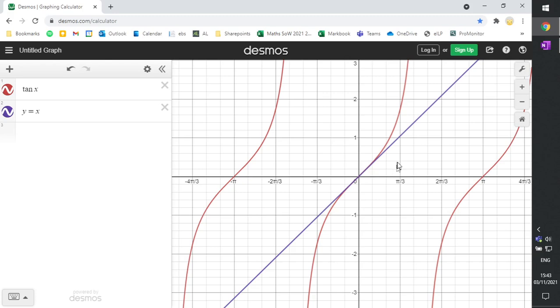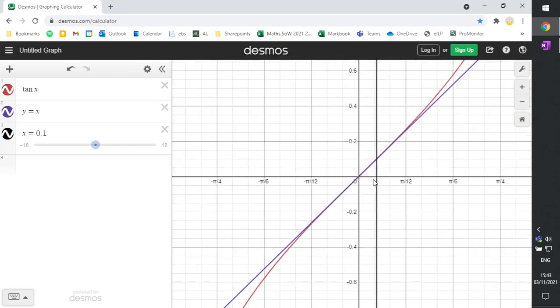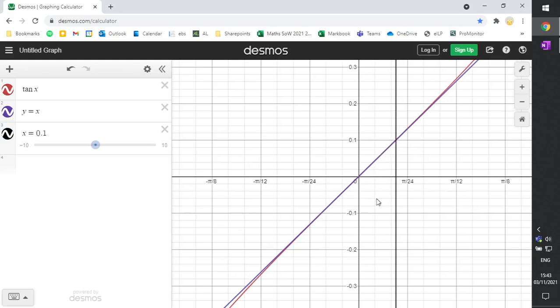If I tell you that pi over 3 radians is roughly 1 and a bit radians, but if we go for 0.1 radians, if I draw the line x equals 0.1, certainly in this section we can regard this as a pretty good estimate up to here. Okay.